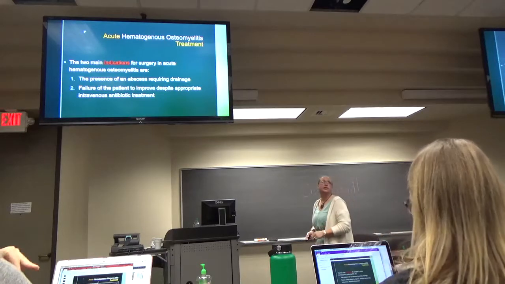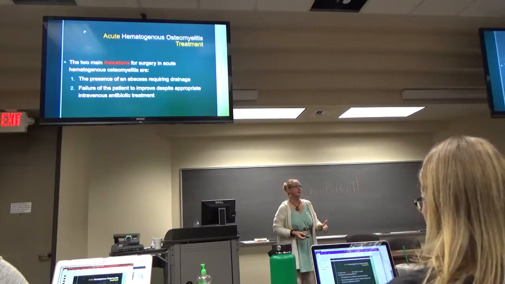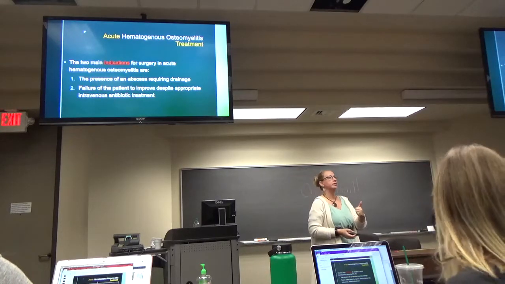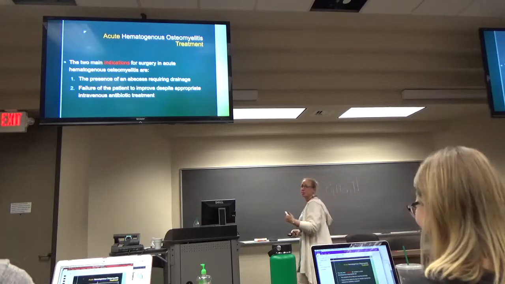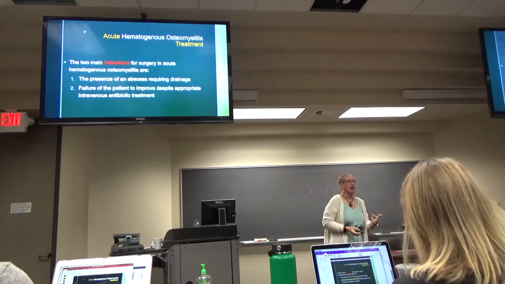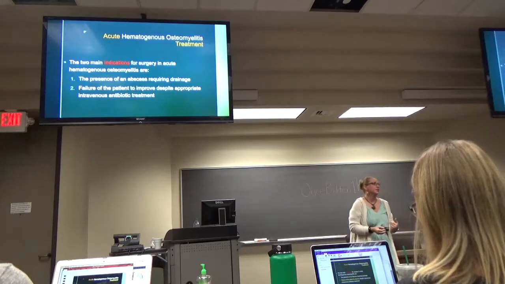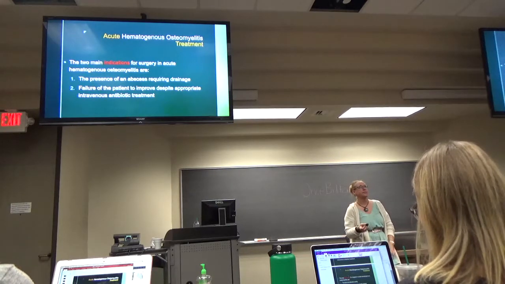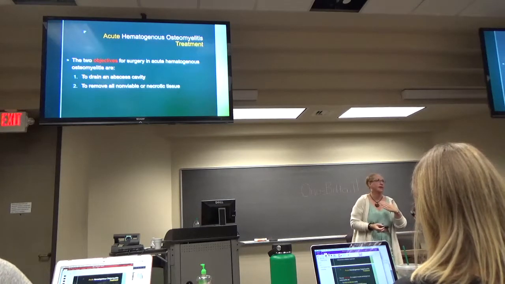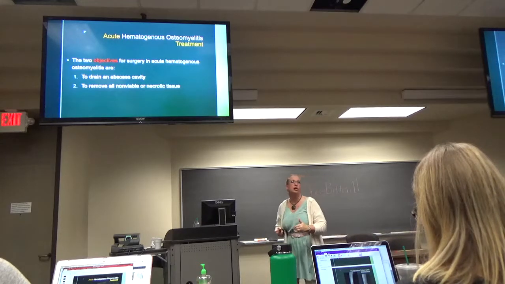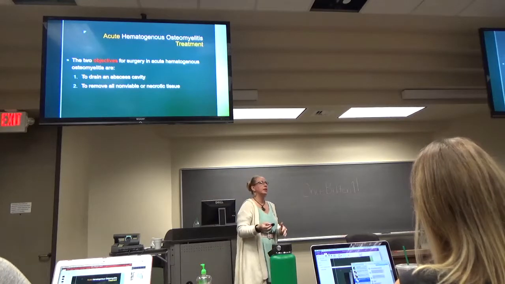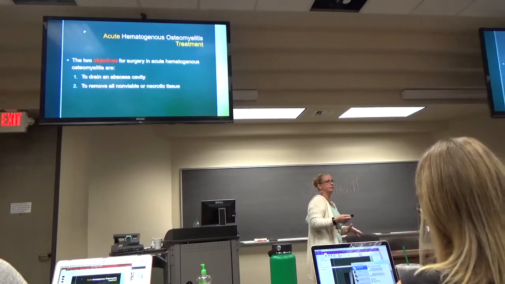Two main indications of surgery would be the presence of an abscess that you can't get to with an IV or a PO antibiotic, or failure of the patient to improve despite the appropriate IV antibiotics because you've gotten the identification of the organism, but they're still not responding. So then that would be the secondary reason for surgery. Two objectives. The main thing for surgery would be to get that infection out, drain the abscess, and then remove all bad tissue because it's not going to reverse itself. It's dead. Get it out. Dead tissue becomes food for bacteria.